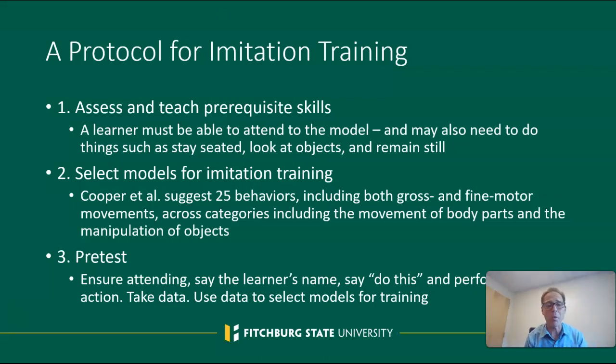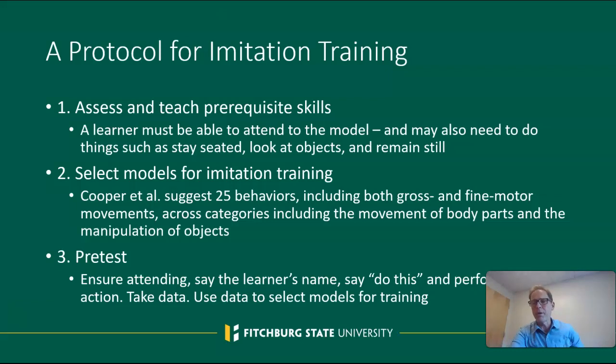And then the third thing is we want to pre-test. We want to ensure attending, say the learner's name, and say, do this, and then perform the action. And then obviously take data. And we're going to use those data to select models for training. So this is the second time that we've seen this language of do this or do what I do. And again, this is really important when we're talking about imitation training.